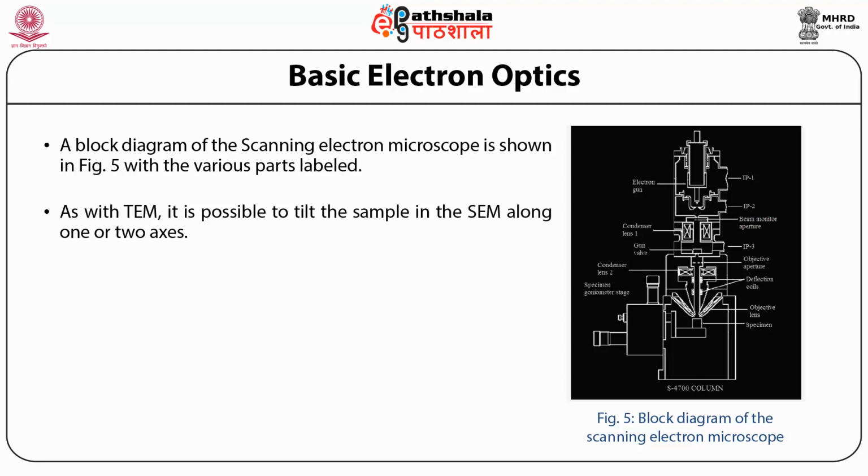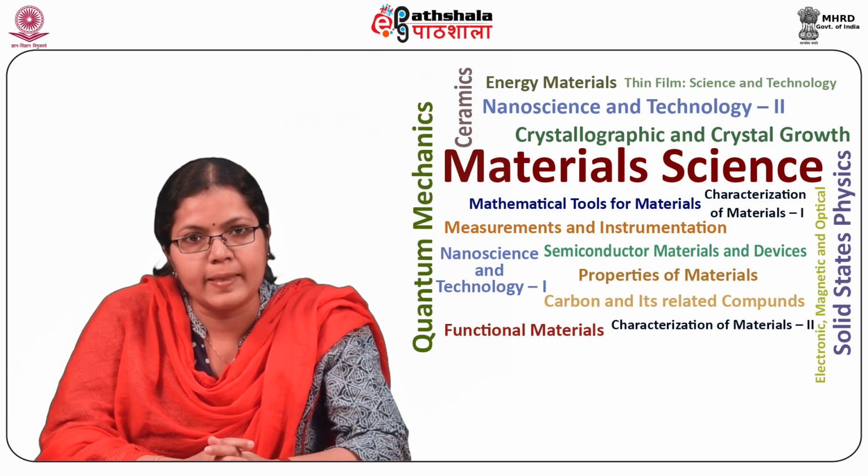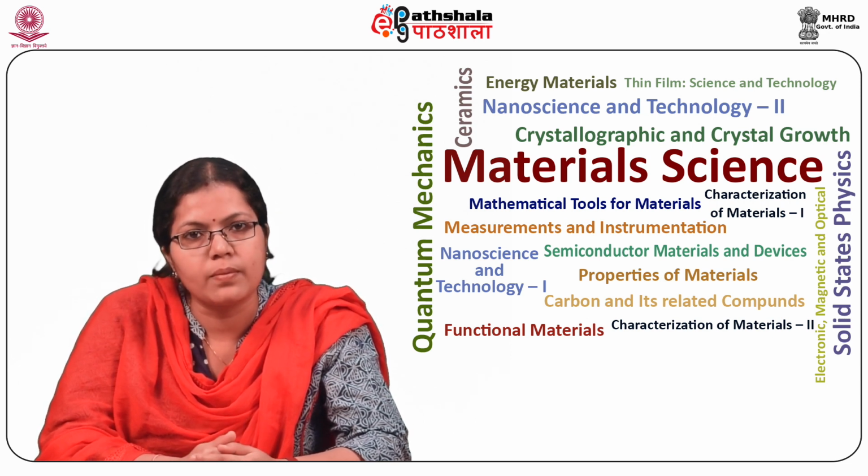The various components of the SEM are: on the top there is the electron gun, then the beam monitor aperture, then condenser lens 1, after it the gun valve, then the objective aperture, after that condenser lens 2, then the deflection coils, then the objective lens, and at the bottom the specimen is placed. The various components in the SEM can be summarized as follows.